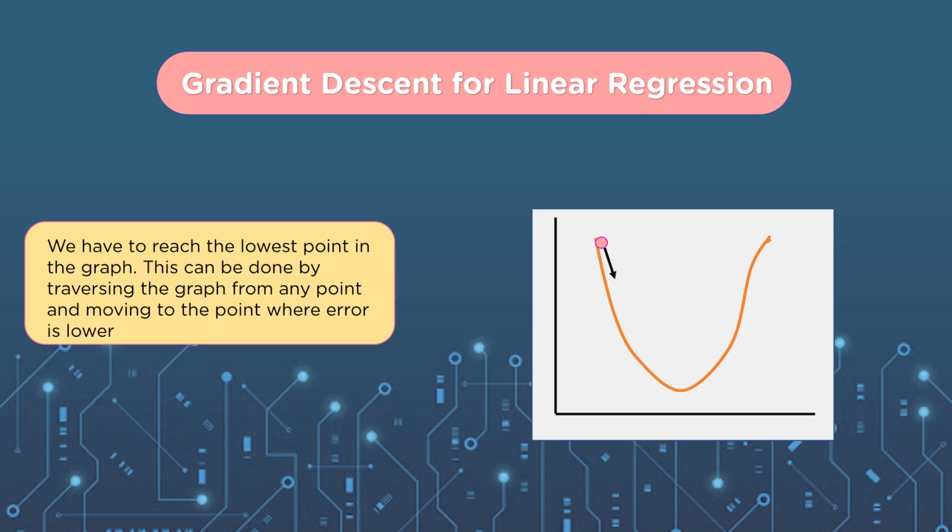We must reach the lowest point in the graph. This can be done by traversing the graph from any point and moving to the point where the error is lower. Now, I know this is a little repetitive, but this is going to make sense why we're repeating here in just a minute.